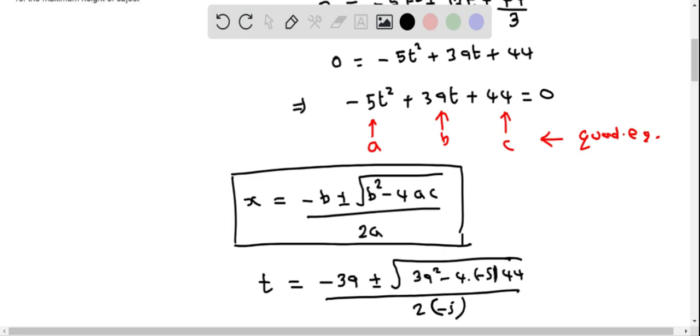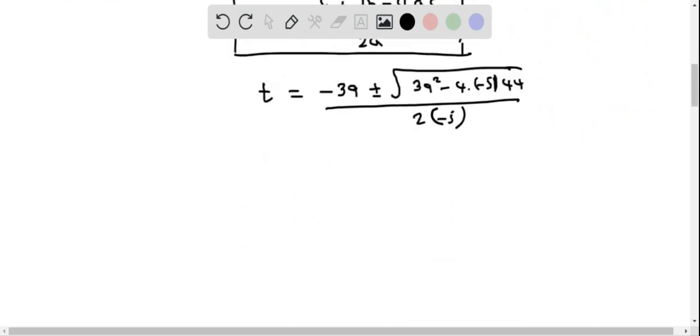minus 5. Let's continue. So we can simplify this. So therefore this becomes negative 39 plus or minus. Now we can use the calculator to determine these values. 39 square is 1521.